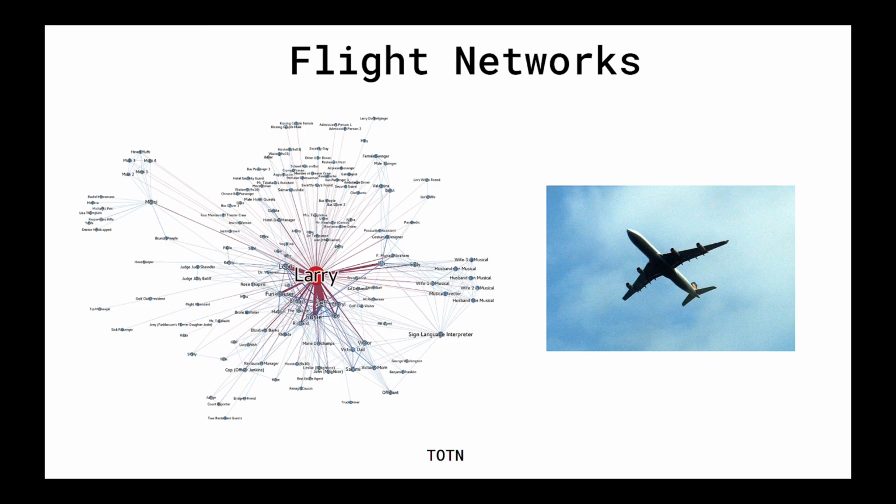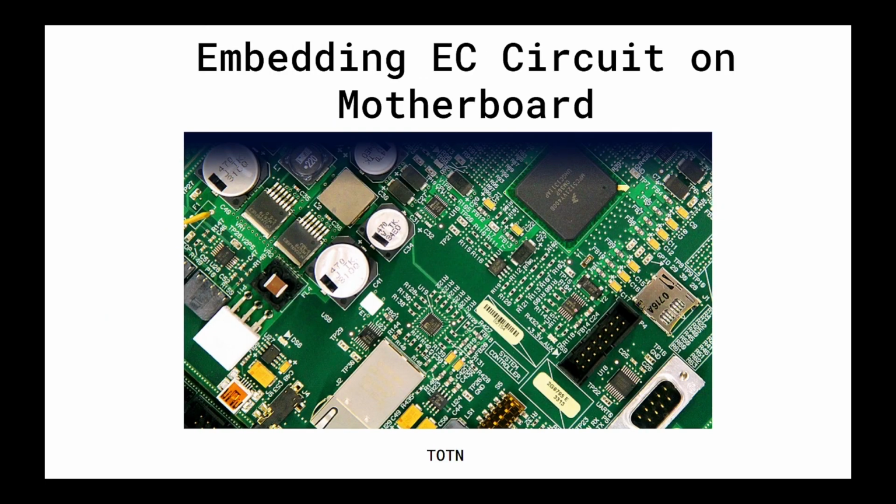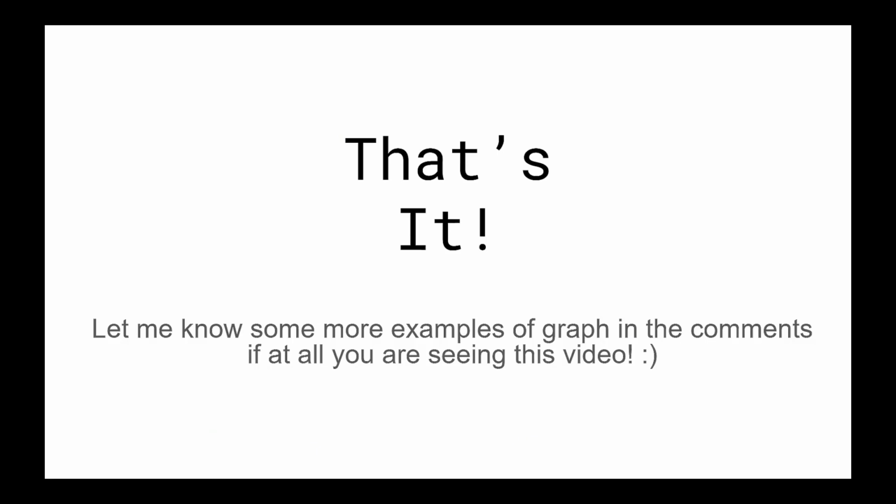Okay, and the last example that I have here is for embedding the IC circuit on the motherboards. Okay, so here our challenge would be, how do we embed ports of various integrated circuits on a plane such that no two connections intersect each other, and also the length of the wire that we use for the connection is minimal. All right, so here were some examples of the graph data structure and its application in real life.